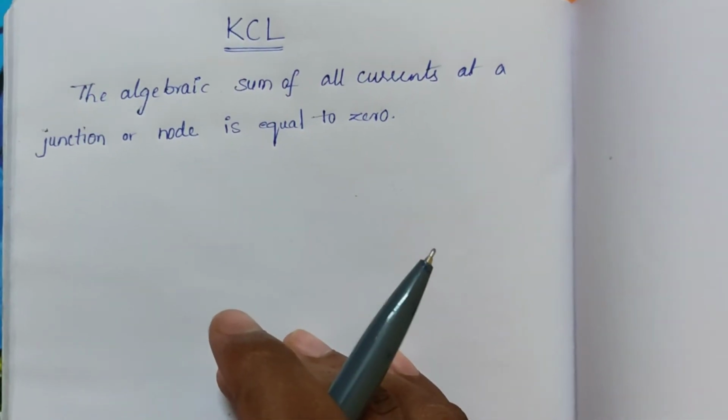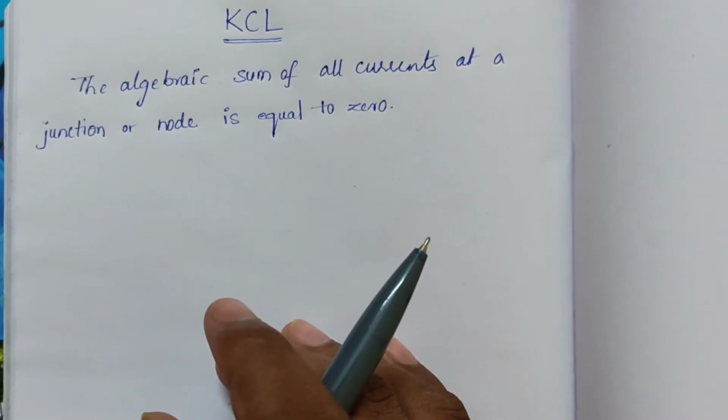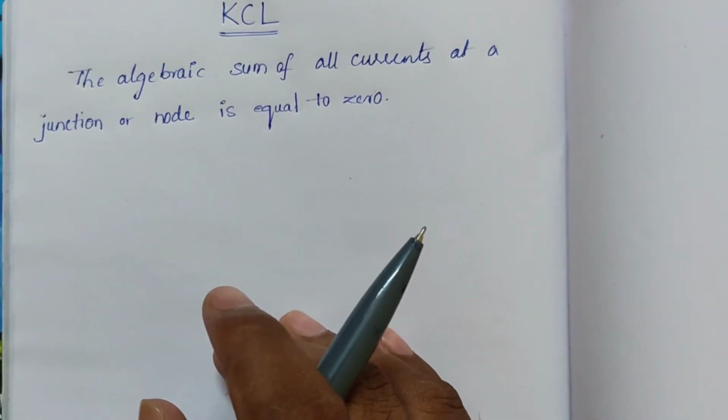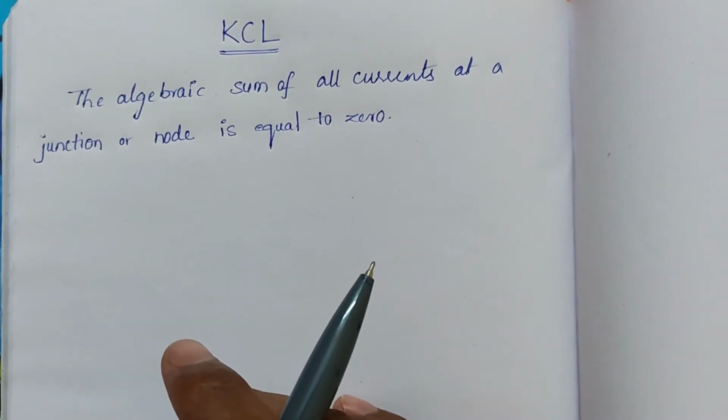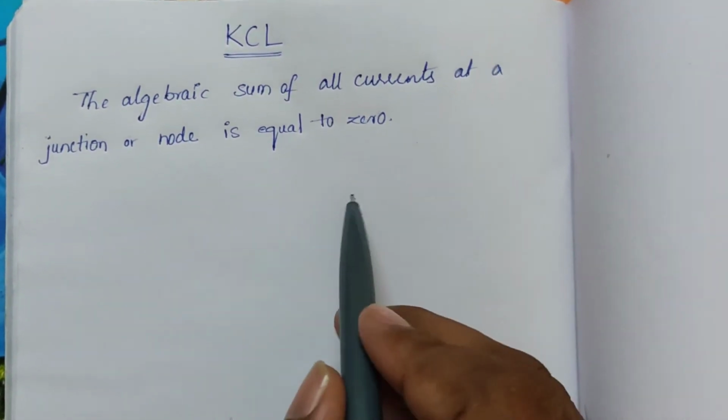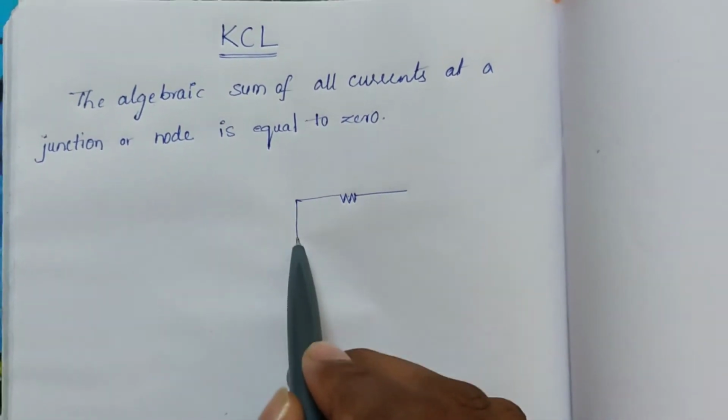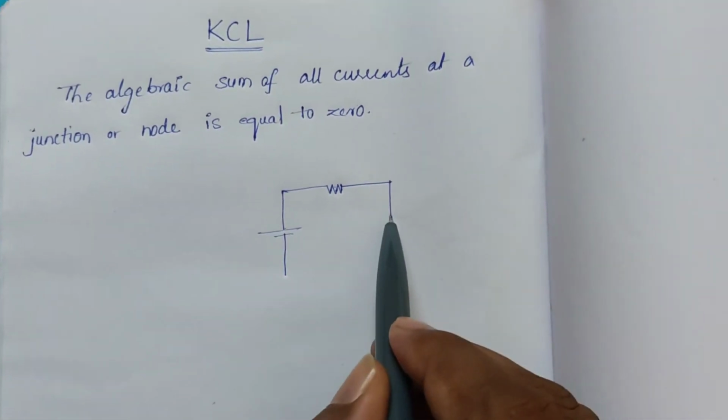Hello students, now let us try to understand KCL using some examples. We know that KCL says the algebraic sum of all currents at a junction or node is equal to 0. Now let us have a problem so that you can understand the concept clearly. So I am taking a network.